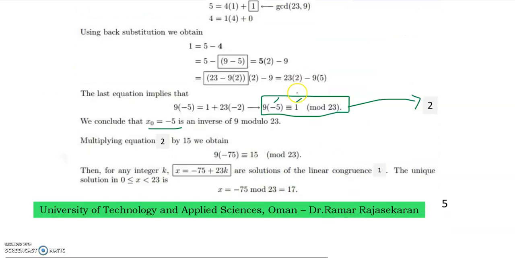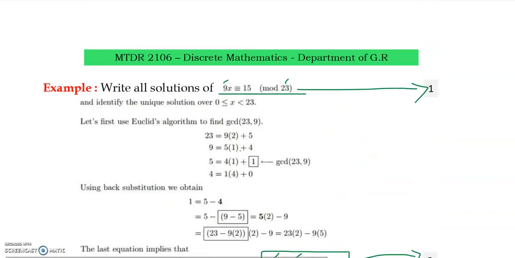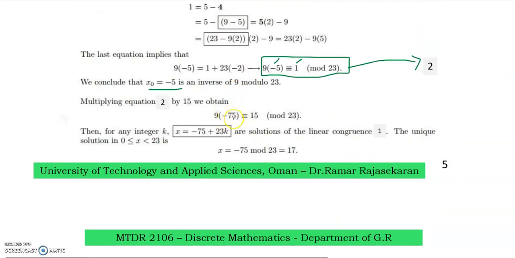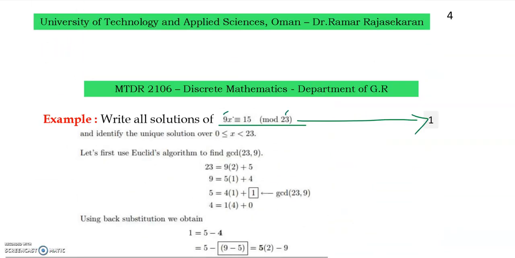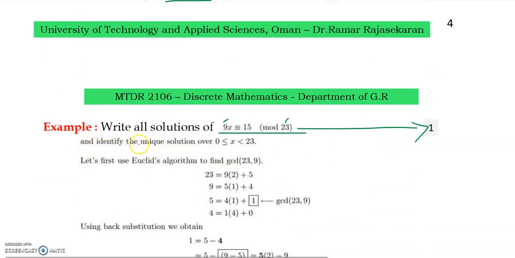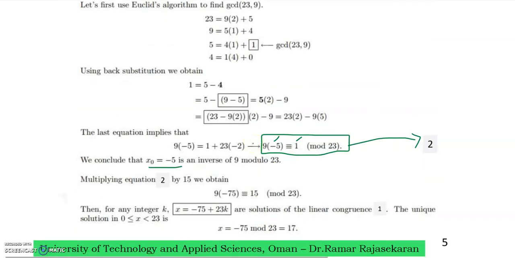So now you see here, what is x? If we compare, we can see here 9 into x, but here 9 into minus 75. So this is the solution. But here what we need is to identify the unique solution over 0 less than or equal to x less than 23, in between 0 and 23. What is the unique solution?